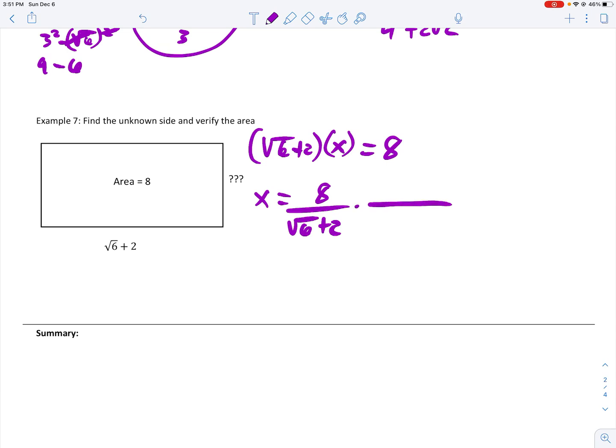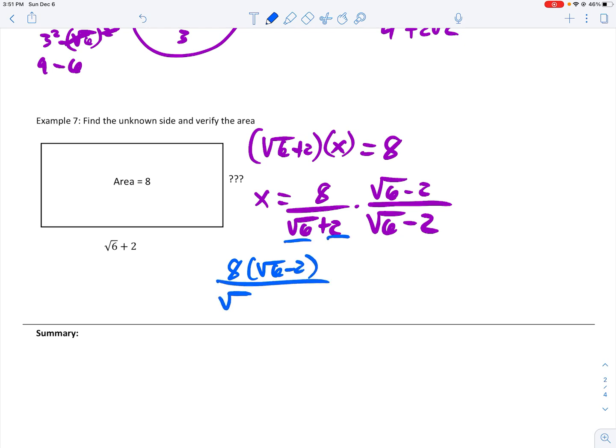So we're going to simplify it by multiplying by its conjugate. So root 6 minus 2. This is going to be how we simplify. So you have 8 times root 6 minus 2. Again, created that perfect squares. So you take root 6, square it. You take 2, square it, and you subtract the 2.